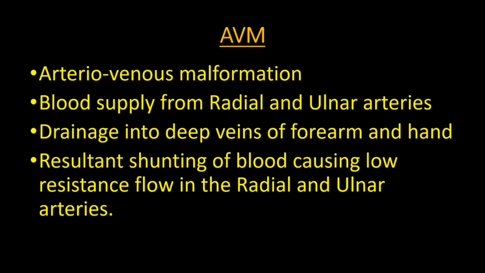So here we are seeing a case of arteriovenous malformation, which is getting blood supply from the radial and ulnar arteries. They are draining into the deep veins of the forearm and hand, and the resultant shunting of blood is causing low resistance flow in the radial and ulnar arteries.